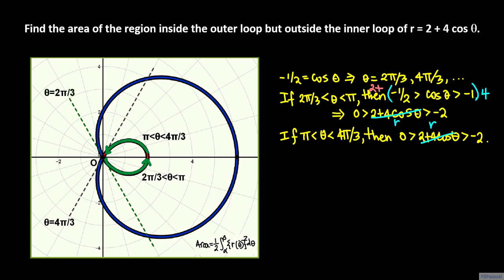After completing the inner loop, the cardioid starts the outer loop at theta equals 4 pi over 3. It doesn't leave the outer loop until it reaches r equals 0 a third time. One can check that the third positive value of theta when minus 1/2 equals cosine theta is 2 pi over 3 plus 2 pi, or 8 pi over 3. Therefore, the theta interval for the outer loop is 4 pi over 3 to 8 pi over 3.